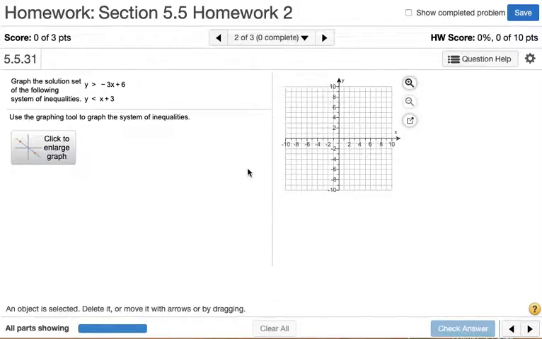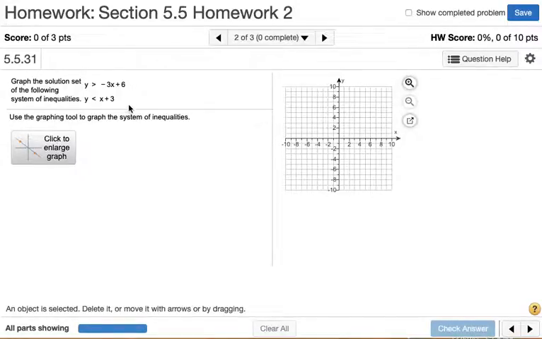In this video, I'm going to show you how to graph a system of linear inequalities in MyLab Math. So we're going to do this homework problem as an example. It says to graph the solution set of the following system of inequalities: y greater than negative 3x plus 6 and y less than x plus 3.